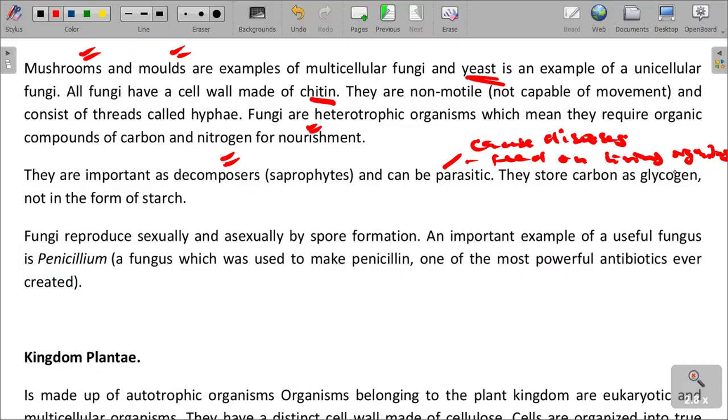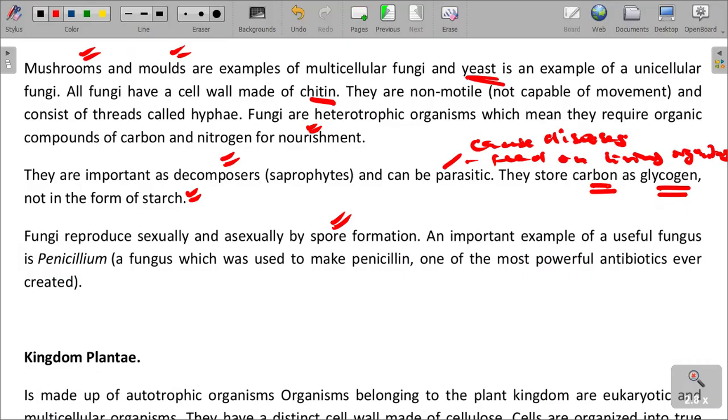They store carbon as glycogen, not in the form of starch. Remember, glycogen is the form that provides energy when glucose is metabolized. Fungi reproduce sexually and asexually by spore formation. I'm sure you remember the life cycle of mosses and other types of vegetation that we have looked at before.